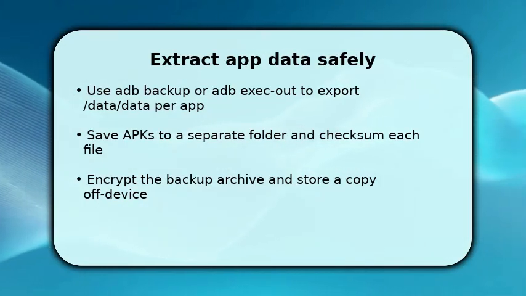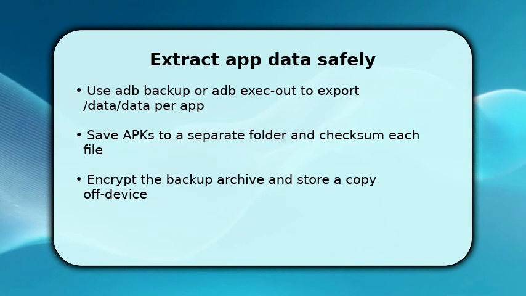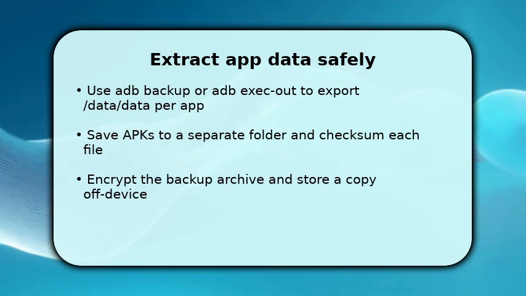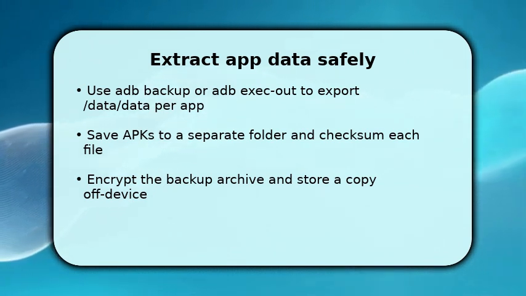For each app, use an ADB backup or an ADB exec-out to copy /data/data, preserving permissions and databases. If an app disallows full backup, extract the APK with an ADB pull and capture its OBB or external files too. Once done, compute checksums for every APK and data archive so you can verify integrity after restore.